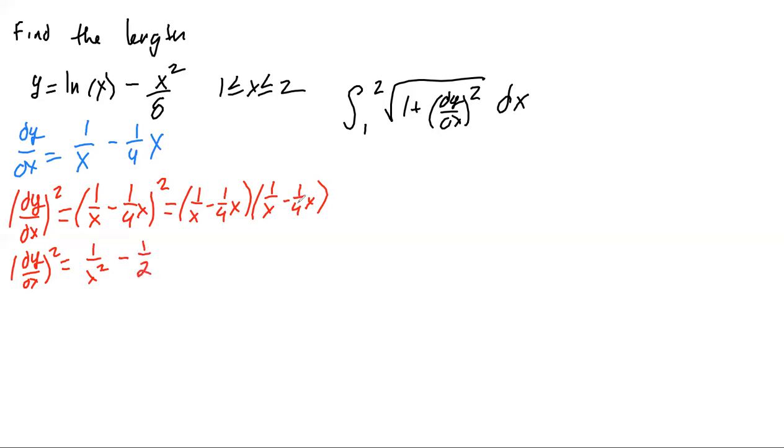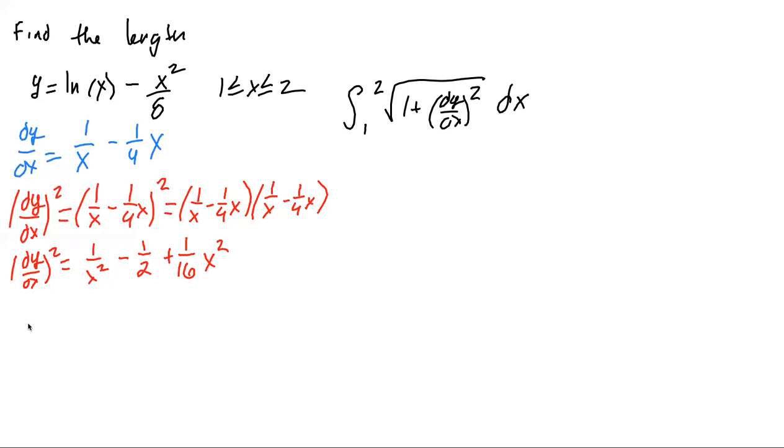And finally, last, negative times negative is a positive. The 1/4 multiplied together to get a 16th. And the x is multiplied together to get an x squared. Now, it's not that we really just wanted the derivative squared. We want 1 plus the derivative squared.